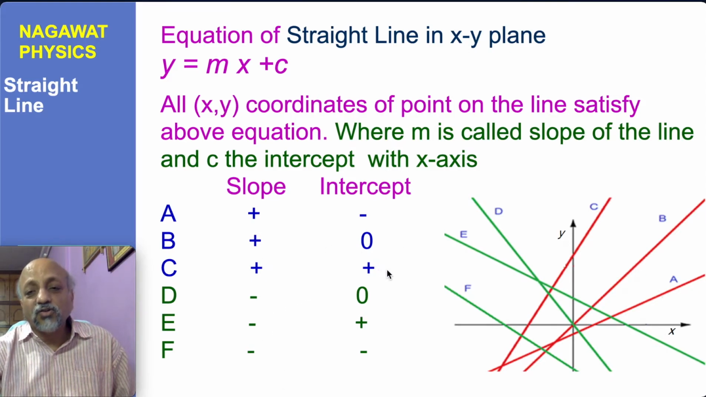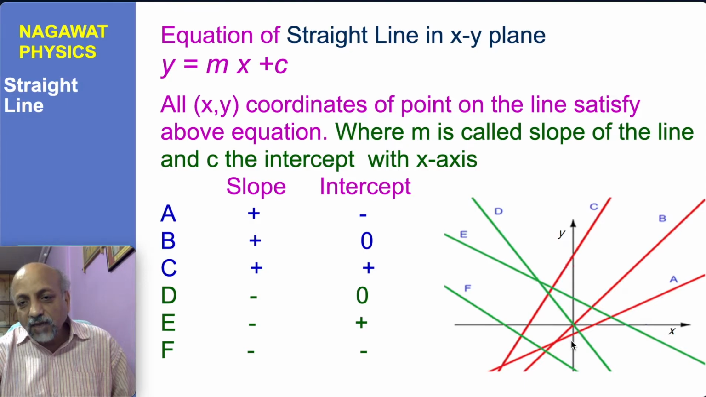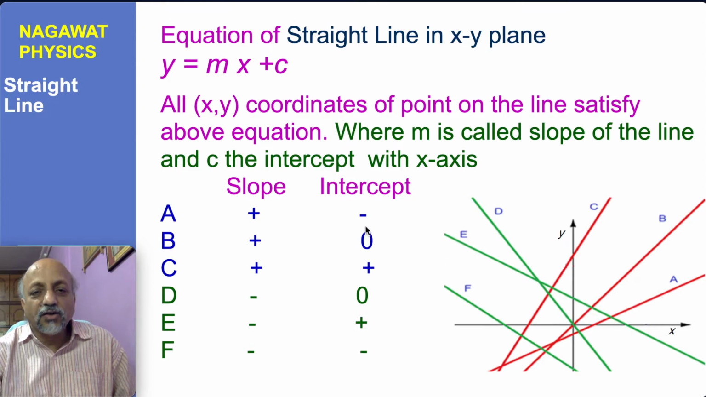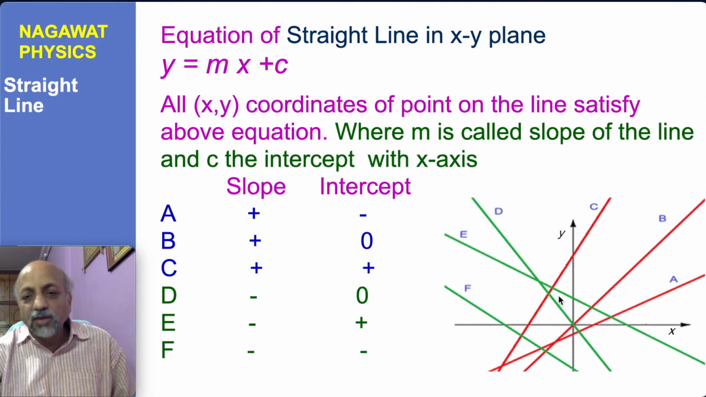And the intercept is shown. Intercept means where it cuts, in this case, the y-axis. This one cuts the y-axis below the origin, in the negative y direction, so I have written intercept negative. B is passing through the origin, so it has 0 intercept, and C cuts at a positive y coordinate and therefore has positive intercept. So for A, B, C, the slope is the same, positive, but they differ by the intercept. For A the intercept is negative, for B it is 0, and for C, as shown in the picture, it is positive.